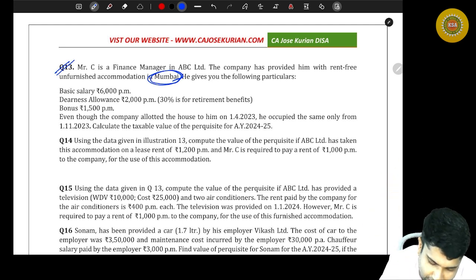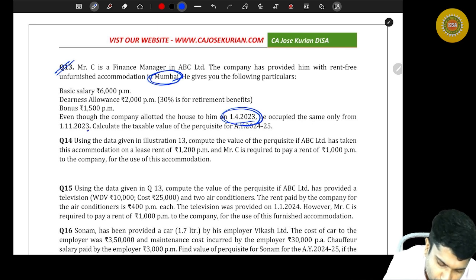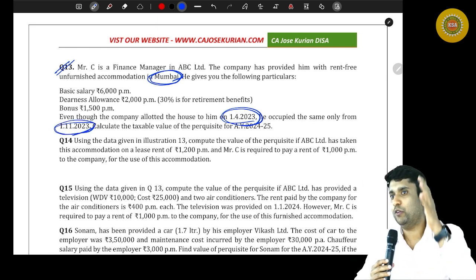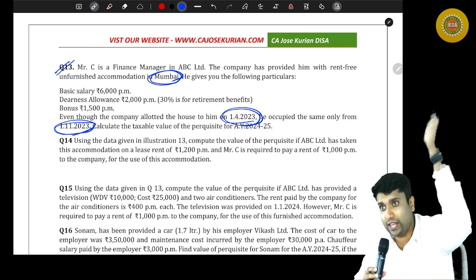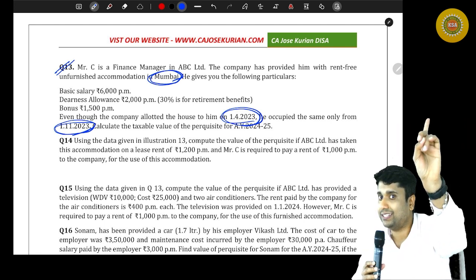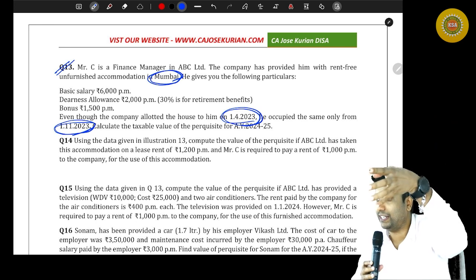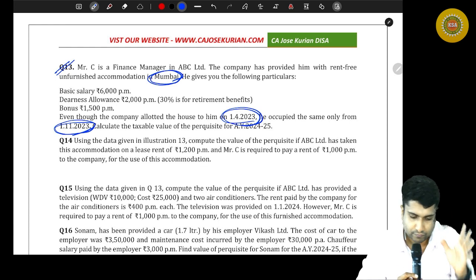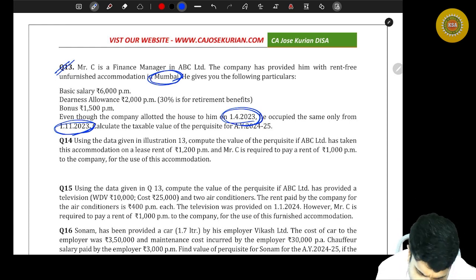Now, even though the company allotted the house on 1st April 23, he occupied the same only from 1st November. Let me ask you one doubt. Do you have to value the perquisite for the whole year or only from 1st November? 1st November. It's not related to the allotment. It's all about whether you started enjoying it. Are you with me?